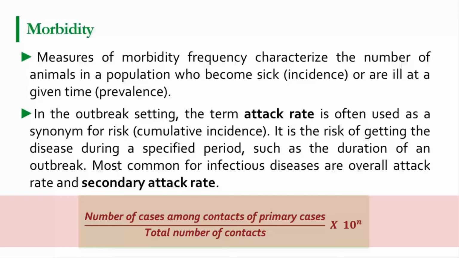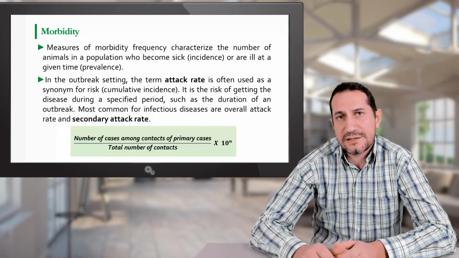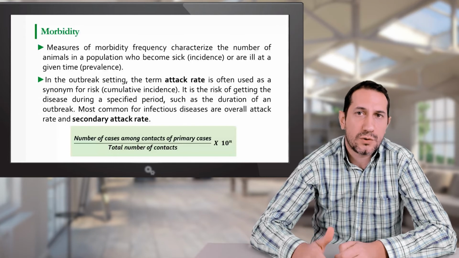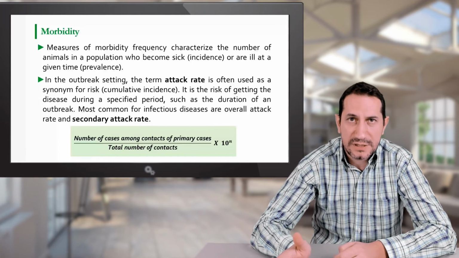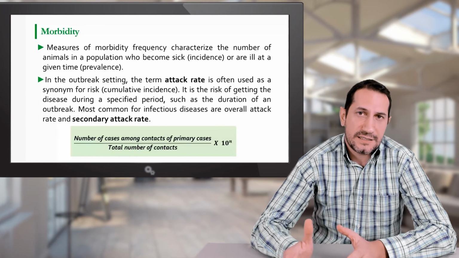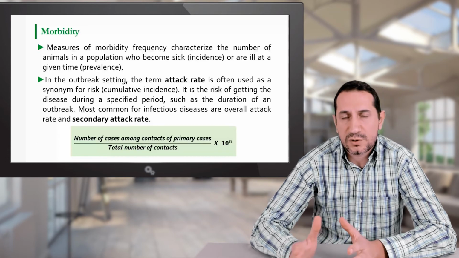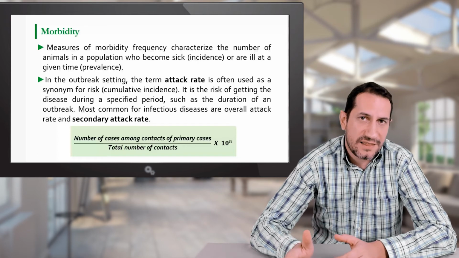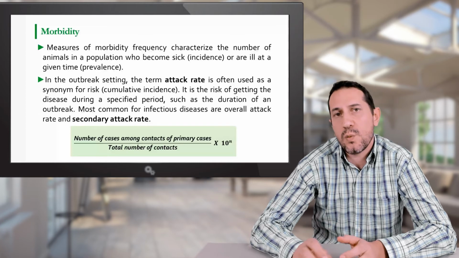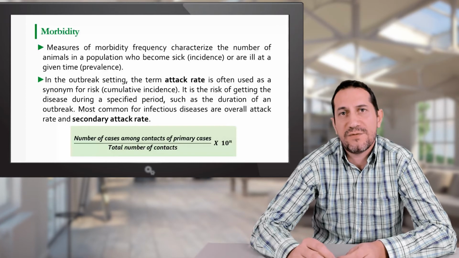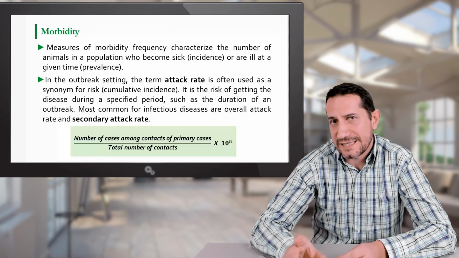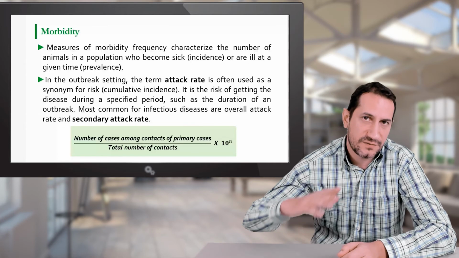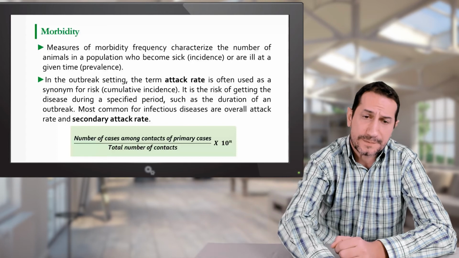Another measure especially useful for outbreak investigations is called the food-specific attack rate, which is used when we investigate poisoning or other alimentary diseases in animals. It's calculated as the number of animals who ate a specific food and became ill, divided by the total number of animals which ate that specific food, and then we find food-specific attack rates. So we stratify the population by different food sources.